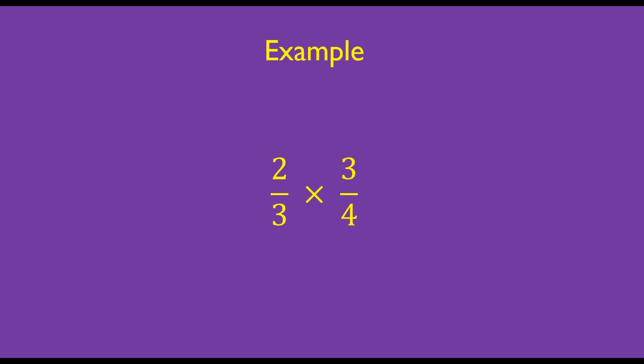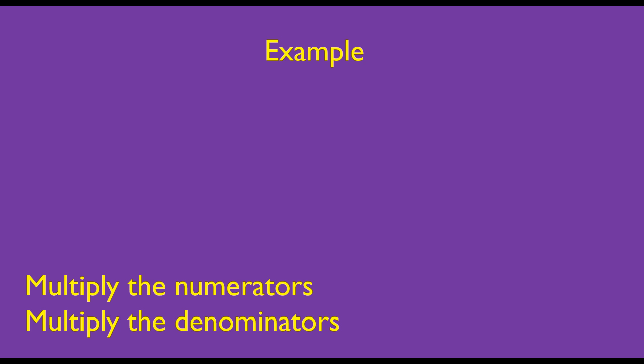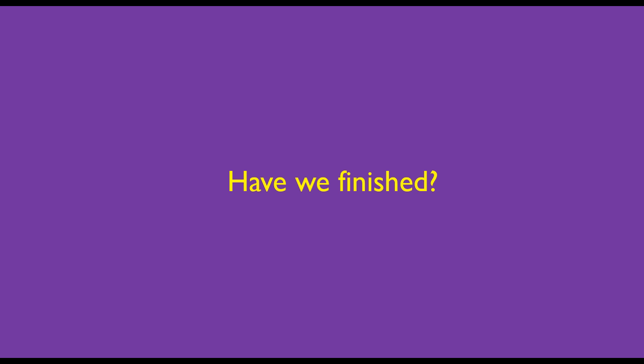So here's an example. We've got 2/3 and we're going to times them by 3/4. Now remember my rule. Multiply the numerators, multiply the denominators. So on the top I do 2 times 3 for 6. On the bottom I do 3 times 4 for 12. So have we finished there? Well, not quite. Okay? We must remember to simplify.